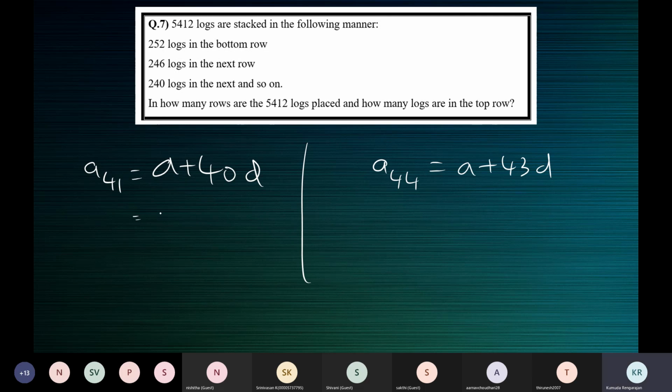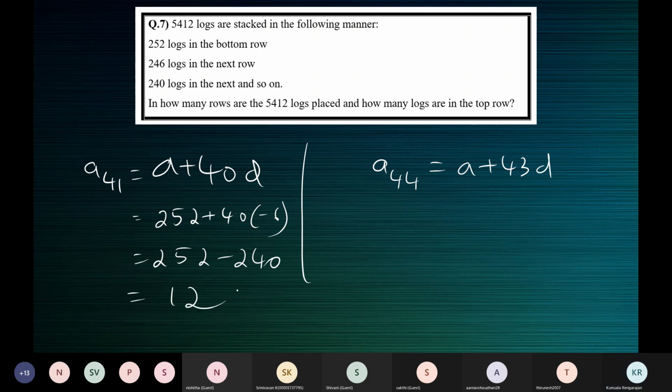So A, 252 plus 40 into D, minus 6. So 252 minus 240, 12. All right. So according to this, there are 12. If the logs are arranged in 41 rows, there are 12 logs in the top row. Let's find this.